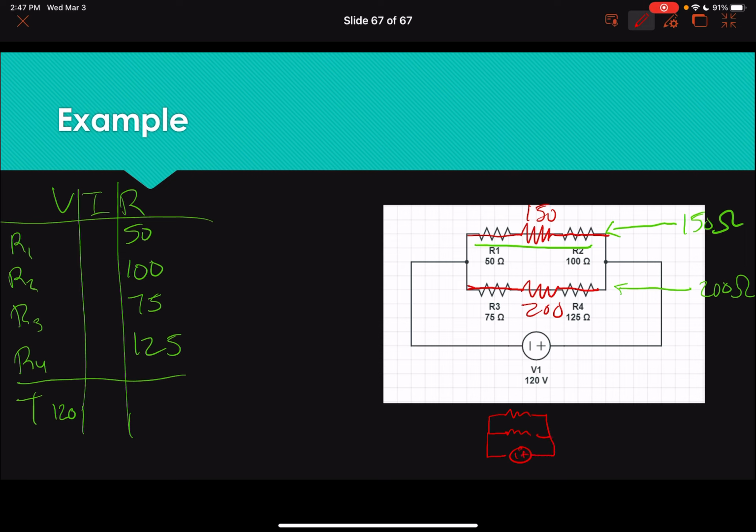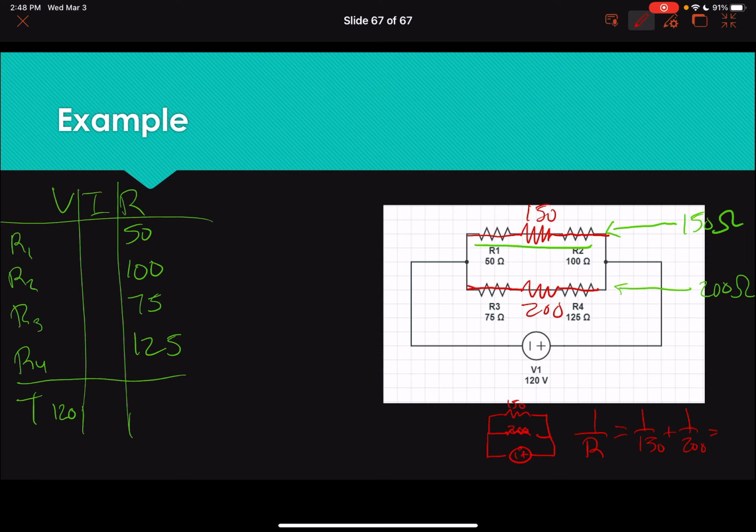Okay, where one is 150 and the other is 200. Because they're in series, we can use those rules to simplify the circuit down. And then now we have a parallel circuit. And so we can just find the equivalent resistance of the whole by doing 1 over R equals 1 over 150 plus 1 over 200.